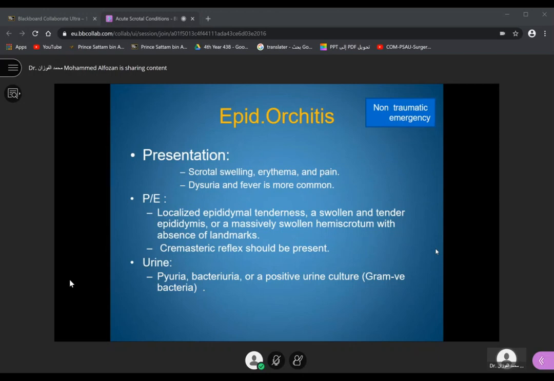In the urine test, you will have either sterile pyuria. Sterile pyuria means there are white blood cells in the urine, but there is no infection. There is no bacteria. You will only have white blood cells. You might have bacteria in the urine analysis. Of course, positive urine culture will take 2 to 3 days, and that will be most likely gram-negative bacteria from the urinary tract.